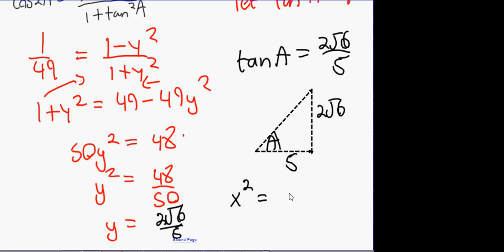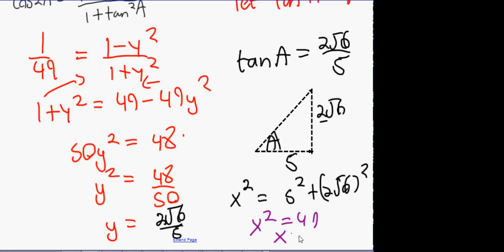Okay. It's going to be 5 squared plus 2 root 6 squared. Oh, sorry. It isn't 2 root 6 over 5 because I'll tell you why. Tan is opposite over adjacent. The adjacent is 5 and the opposite is 2 root 6. Alright? Put that in your calculator. X squared equals 49. X equals 7.